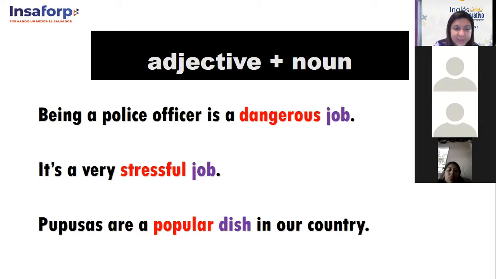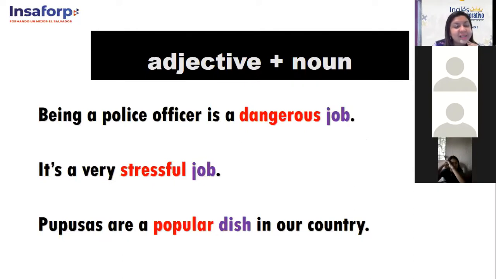Teacher. Yes. Excuse me. Translate to Spanish, being a police officer? Being a police officer. Being. Es como el verbo siendo en progresivo. Ser. Significa ser. Ok. Ser. Thank you. Un oficial de policía. Un ser policía es un trabajo. Es un trabajo peligroso. Ok. Thank you, teacher. You're welcome.